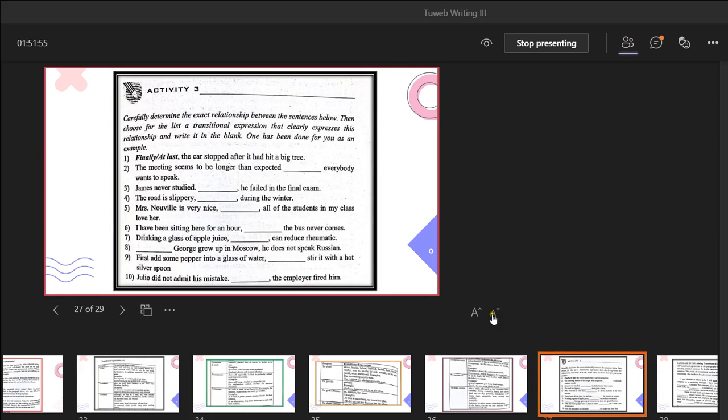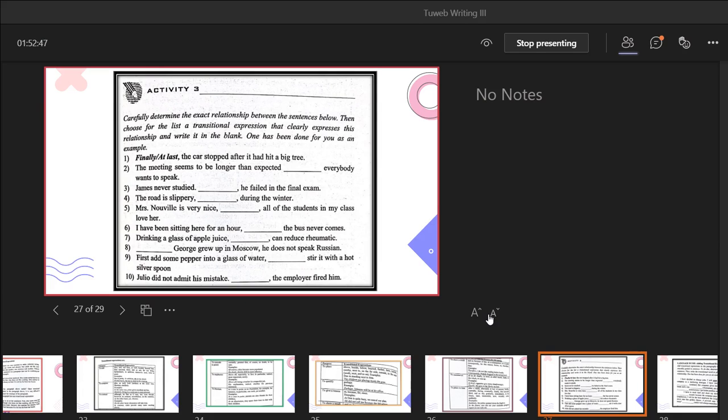Okay, let's see the example here. Carefully determine the exact relationship between the sentences below. Then choose the least transitional expression that clearly expresses this relationship and write it in the blank. For example, number one, finally atau at last, the car stopped after it had hit a victory. Yang mana nih jawaban yang benar? Finally atau at last? Kira-kira ini, oh akhirnya, the car stopped after it had hit a victory, atau, oh paling tidak, the car stopped after it had hit a victory. Finally the car stopped. Yes, right?